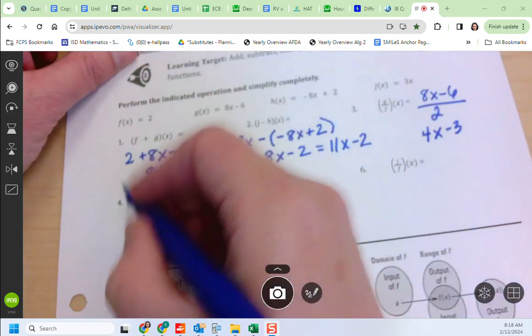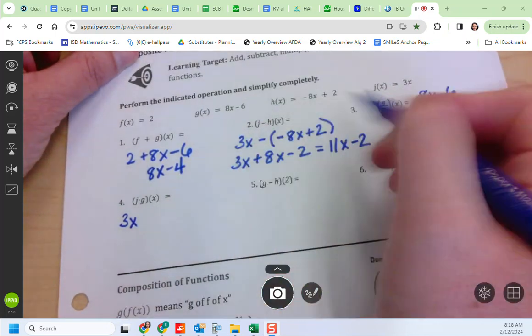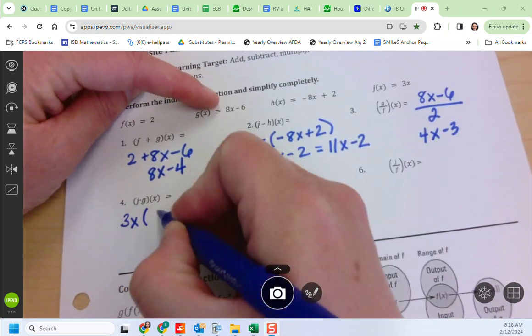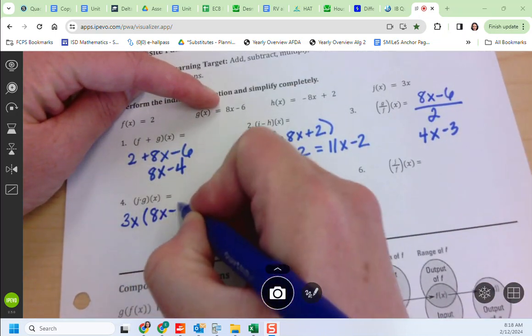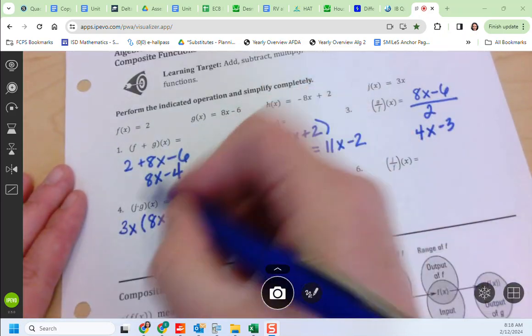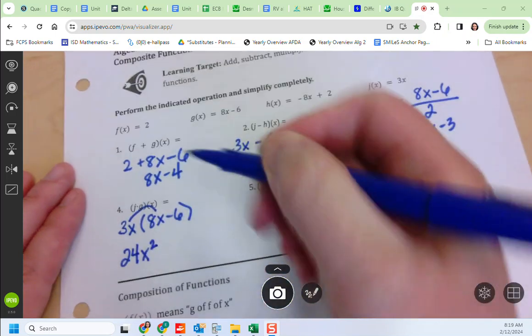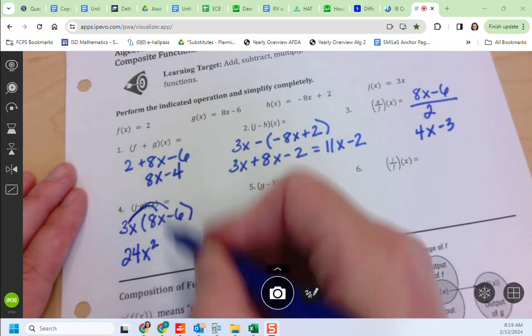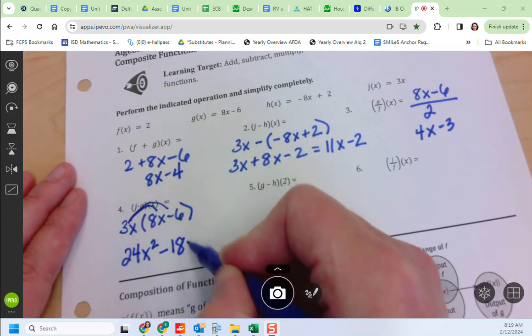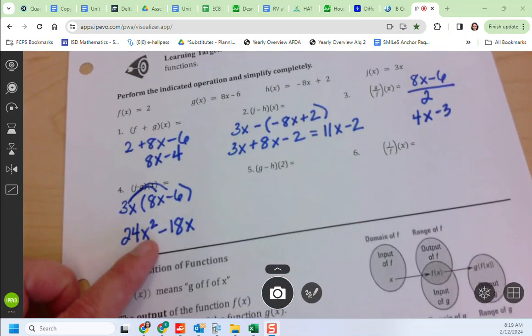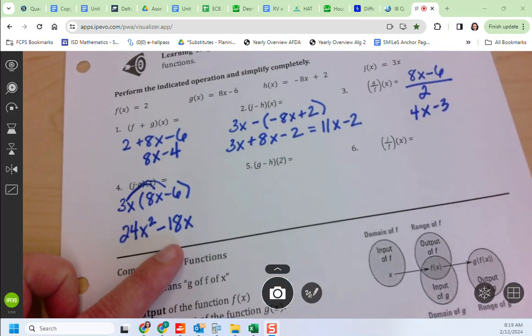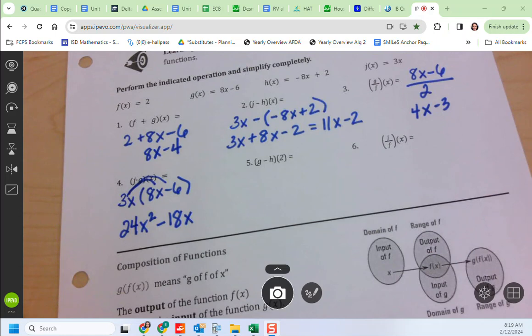So there's your j, 3x, and then there's your g, 8x minus 6, and you'll distribute. So you get 24x squared, and then minus 18x. Does anybody have any questions about why that's x squared and that one's x? Okay.